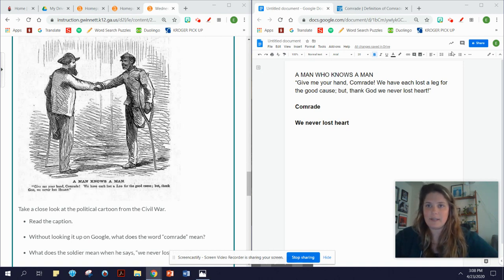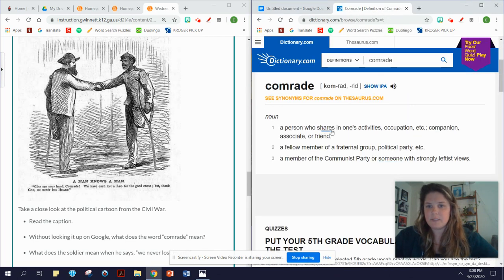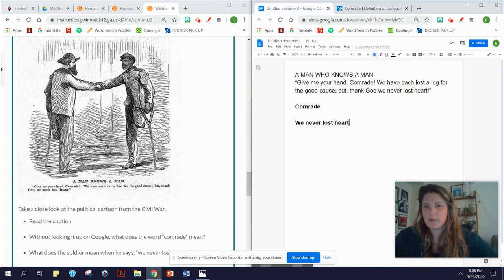I looked it up on the definition on dictionary.com, comrade, and it says it's a person who shares in one's activities, occupation, a companion, associate, or friend. So a comrade is really just like a friend. They engage in the same type of activity or same job, which is an occupation. And so they're like friends.